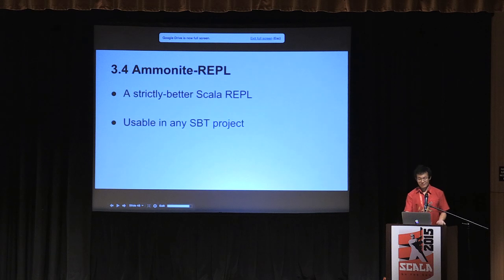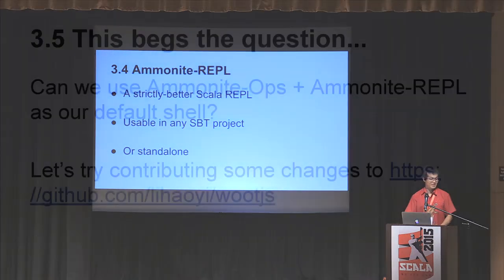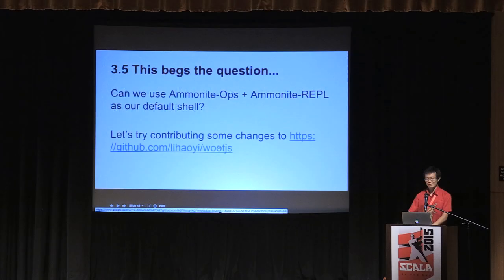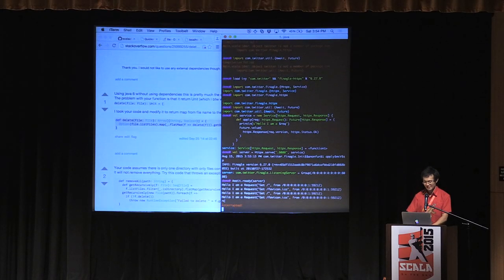It's usable standalone. So I already showed you, you can download the executable from my GitHub and just run it immediately. So this then begs the question, can you use Ammonite-Ops plus Ammonite-REPL as default shell? So let's try it. So over here I have this project called wood.js. That's actually not mine. It's some other person on GitHub who put it up for a different Scala Days talk.